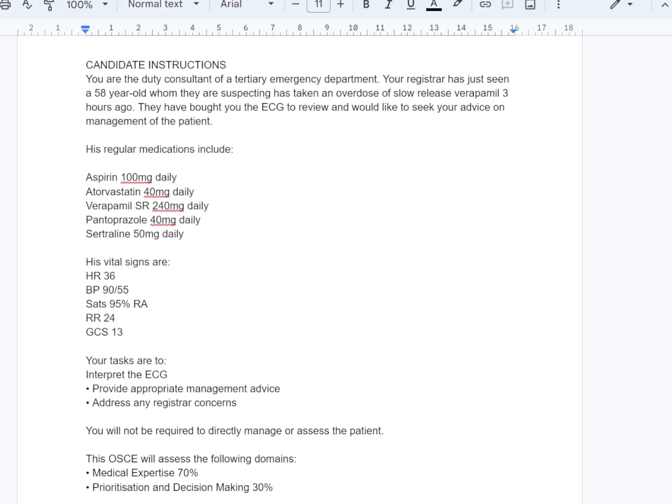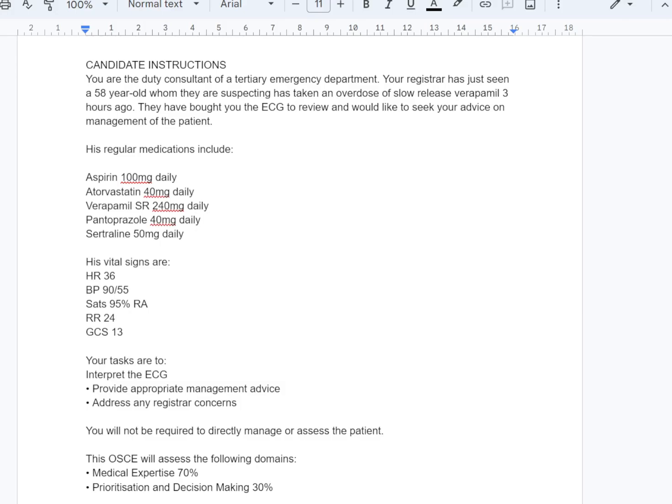You are the duty consultant of a tertiary emergency department. Your registrar has just seen a 58-year-old whom they are suspecting has taken an overdose of slow-release verapamil 3 hours ago. They have brought you the ECG to review and would like to seek your advice on management of the patient. His regular medications include aspirin, atorvastatin, slow-release verapamil, pantoprazole, and sertraline.